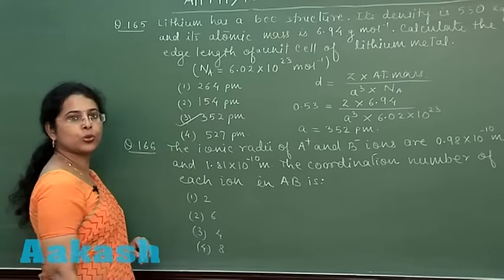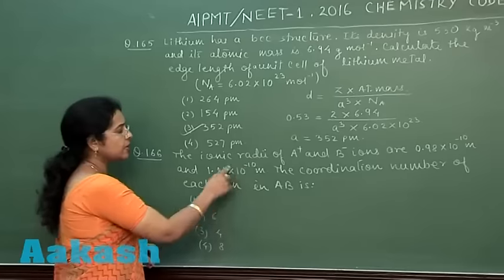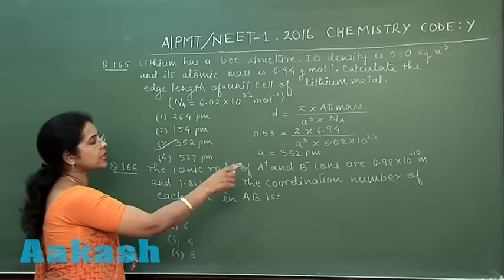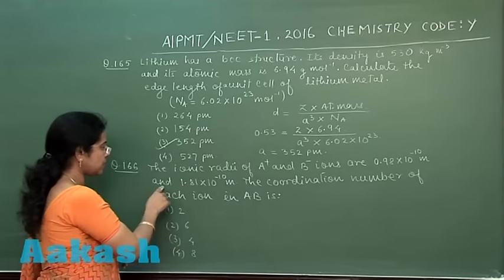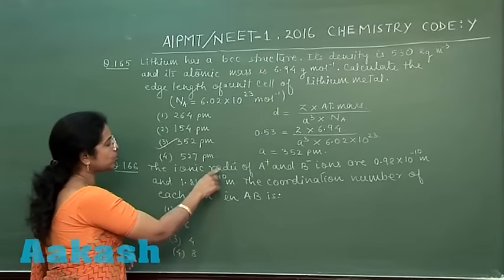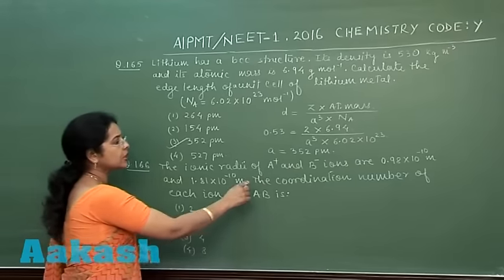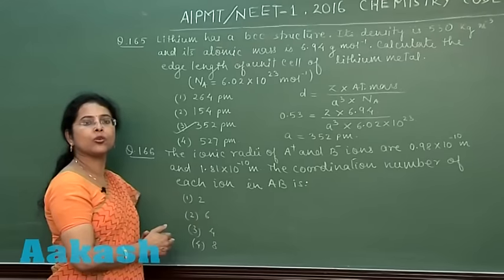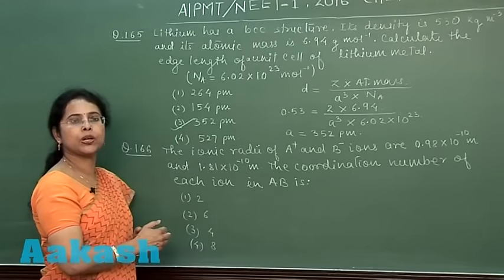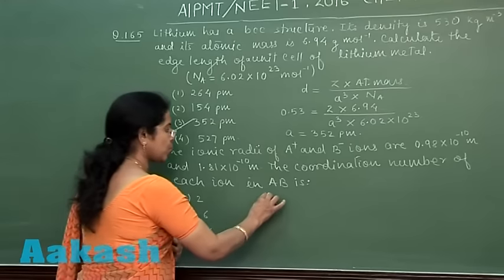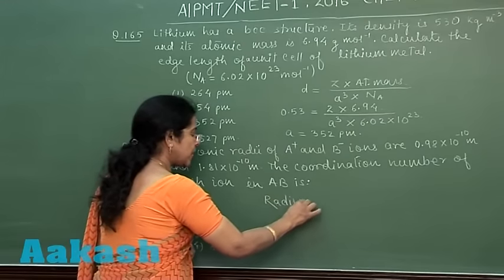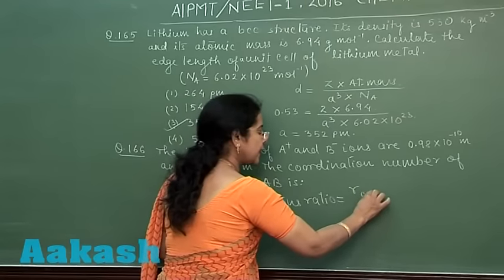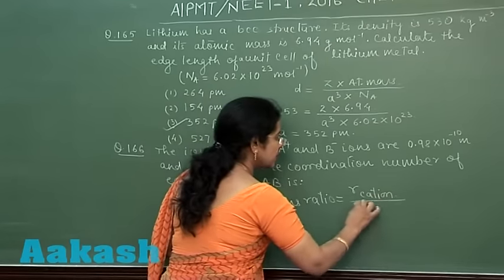Moving to the next question of today's paper, question number 166. The ionic radii of A positive and B negative ions are 0.98 into 10 raised to power minus 10 meter and 1.81 into 10 raised to power minus 10 meter. The coordination number of each ion in AB is. Since the compound is ionic compound, its coordination number can be predicted by knowing the radius ratio. And for any ionic compound, radius ratio is the radius of cation by radius of anion.